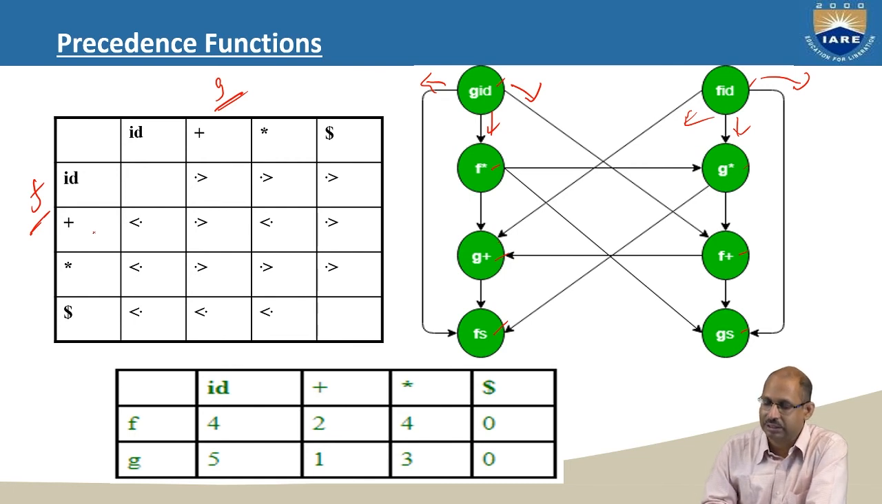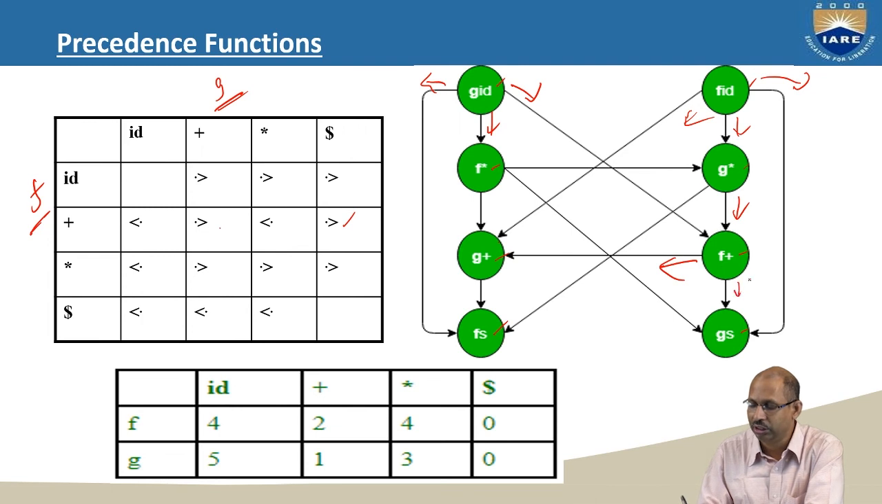Then the plus sign. F plus is less than GID. Right? Then F plus is greater than G plus. Then F plus is less than G multiplication. Right? Then F plus is greater than G dollar sign.